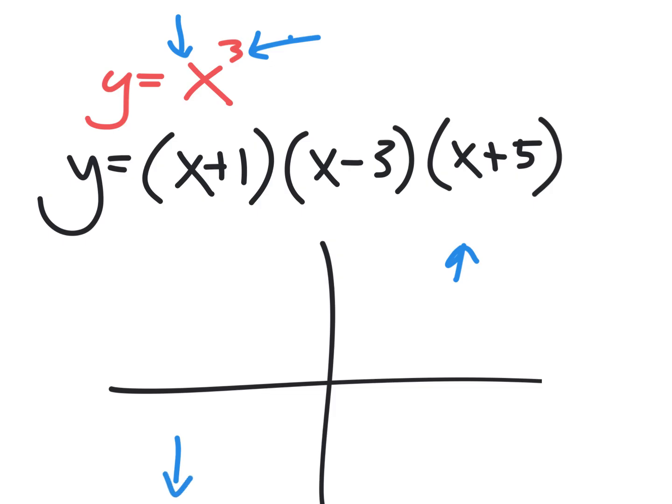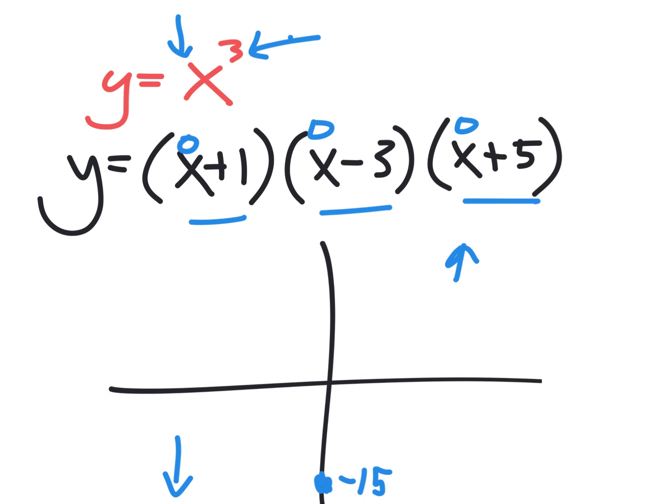Now, it doesn't even say to find the y-intercept. You'll find that you often don't even need to figure it out. If I needed the y-intercept, I would put in x equals 0, and then I go 1 times negative 3 times 5, which would be negative 15. But I don't need it, but now you know that's what it is. Negative 15.